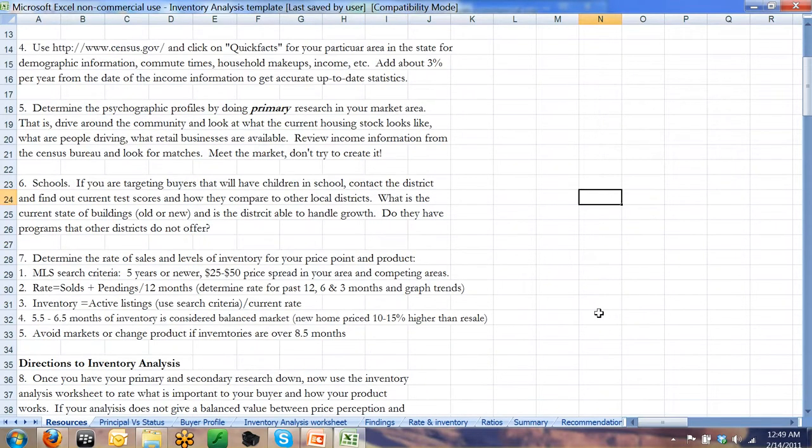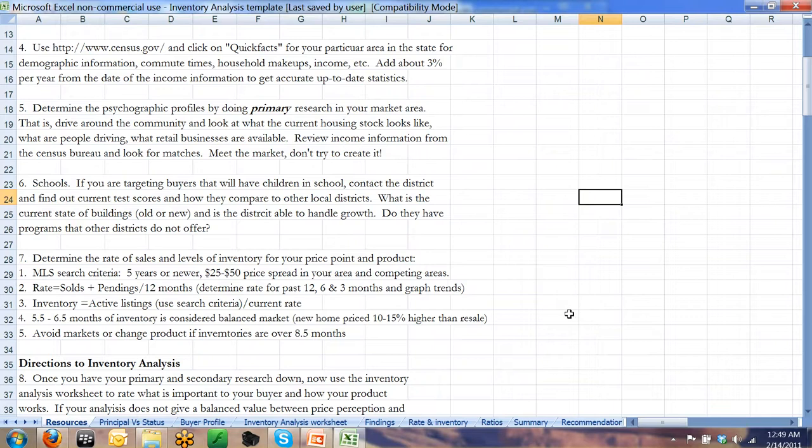Now, the MLS is another important area for secondary research. I like to use the search criteria of looking at homes of 5 years old or newer. Try to stay within a $25,000 to $50,000 price spread when I'm looking up information. And then we'll look at how to determine your rate of sales and your inventory levels. And we're looking again more for balanced markets, because in balanced markets, a new home is going to have somewhere between a 10 to 15% higher premium than that of a used home.